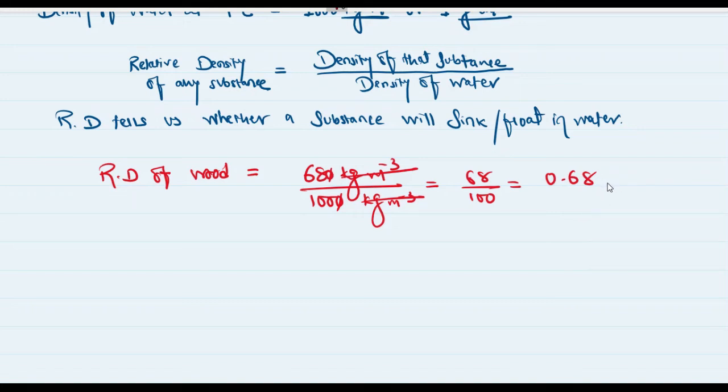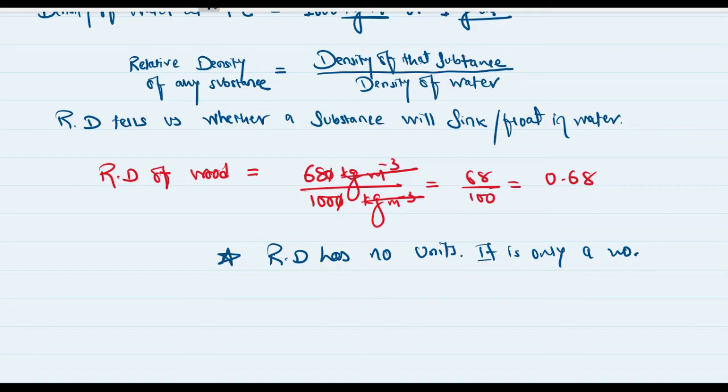What is the unit of relative density? It has got no units. Okay, so one more thing you must remember here is that relative density has no units. It's a number. It is only a number. It has got no units.